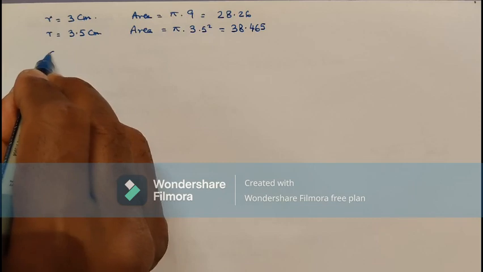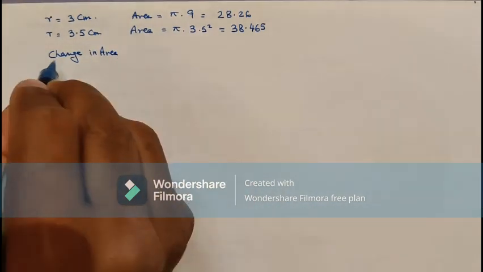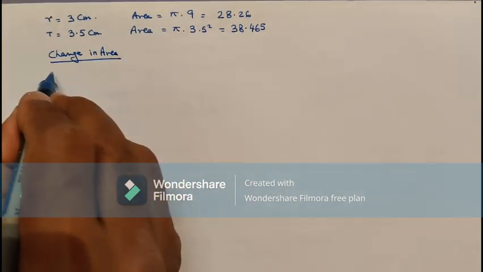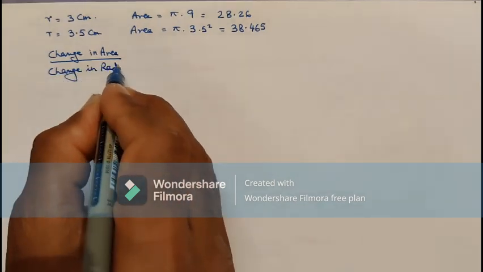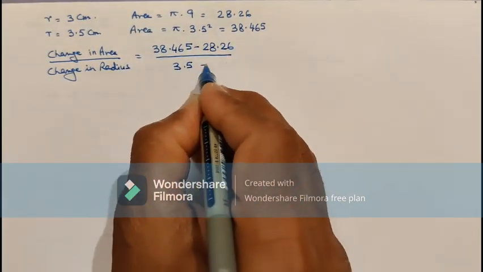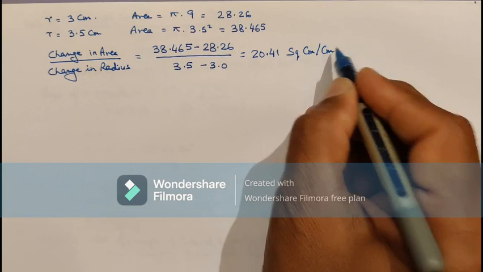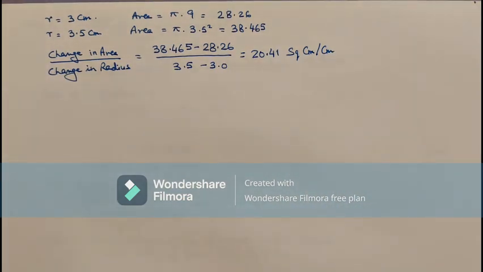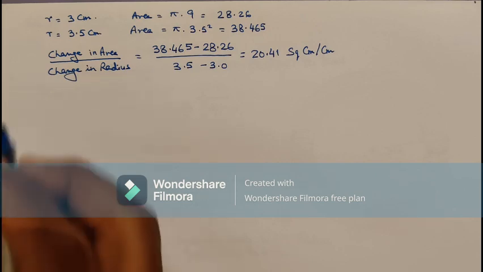Change in area divided by change in radius. This works out to 20.41 square centimeter per centimeter, as against the previous number calculated as 21.98 square centimeter per centimeter. As is obvious, this again is the average rate of change of area.